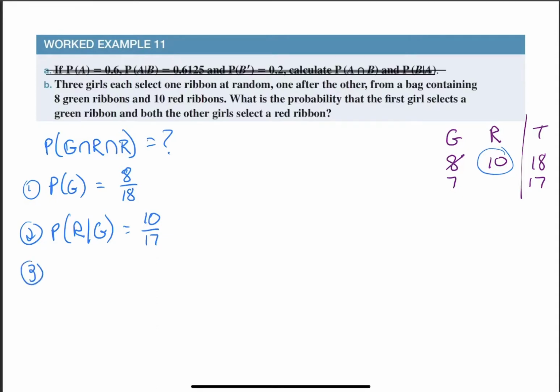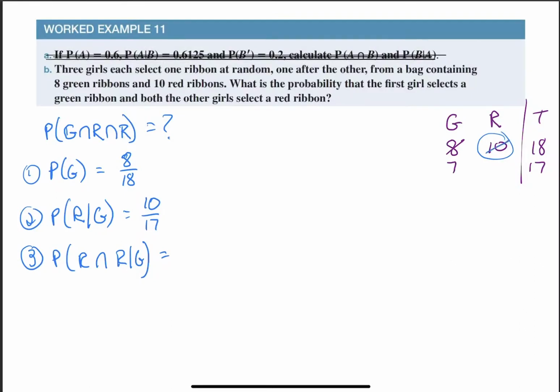For the third girl, the probability will be red. What's the chance of getting a red one, given that a red and a green have already been taken? Because she's taken a red one, there are only 9 left, which means there are 16 ribbons left now. So her chance is finding 9 out of a total of 16.